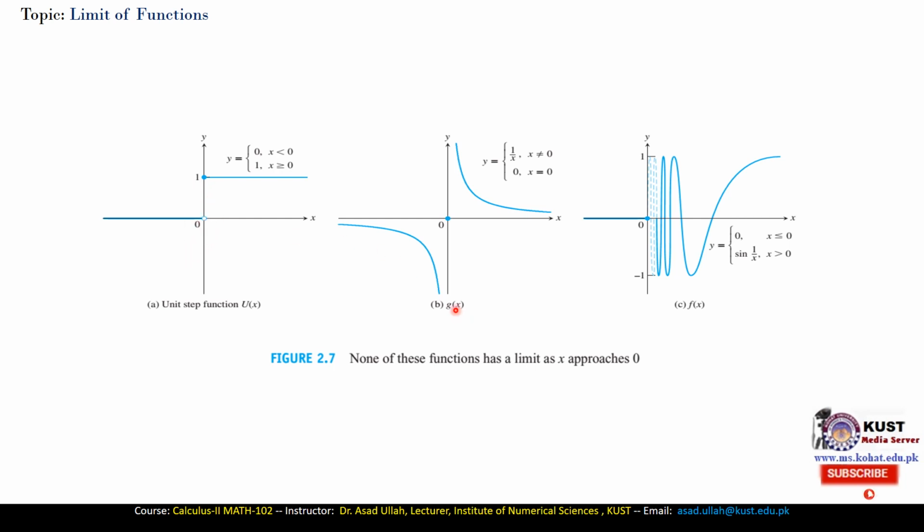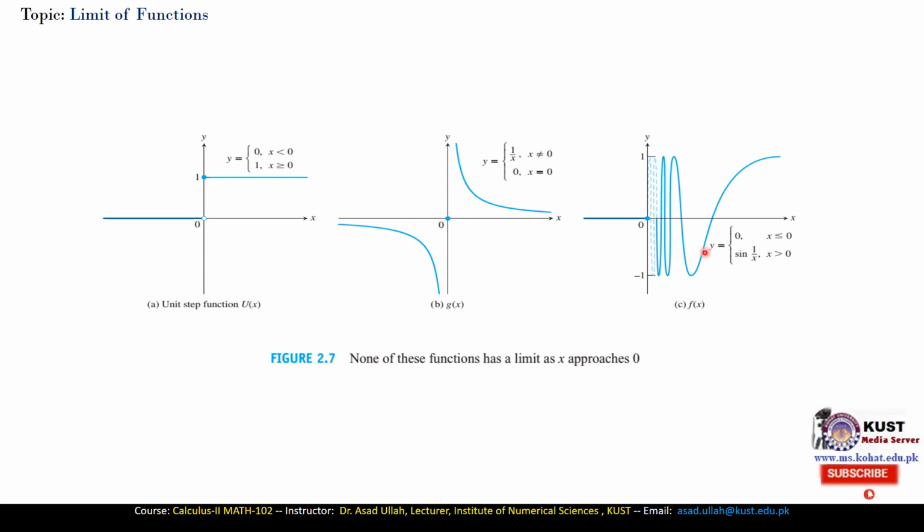Now in part B, again we are interested to find the limit at the point x is equal to 0. If we go towards the point 0 from the left side, the function value goes towards minus infinity. And similarly, if we are approaching the point 0 from the right side, the function value goes to positive infinity. So from the left side we get negative infinity, and from the right side we get positive infinity. So the limit is not unique, and so the limit does not exist at the point x is equal to 0.